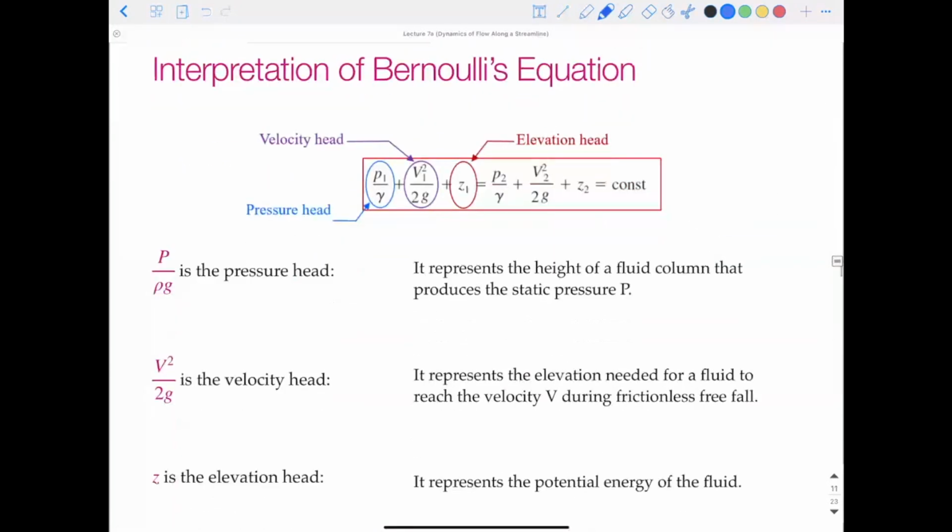So here it is again, where we have the term P divided by rho g, where rho g is just equal to gamma. That is called the pressure head, and it represents the height of a fluid column that produces the static pressure P. V squared over 2g is the velocity head, and it represents the elevation needed for a fluid to reach the velocity v during frictionless freefall. So if we had a fluid and it is falling some distance, how far does that fluid have to fall, ignoring any effects of friction, before it reaches that velocity? That's what that head represents. And then z, the elevation head, represents the potential energy of the fluid.